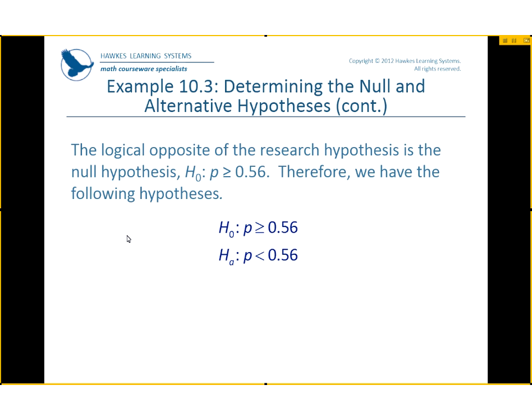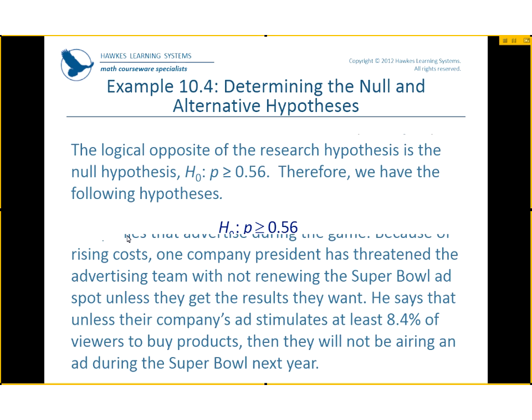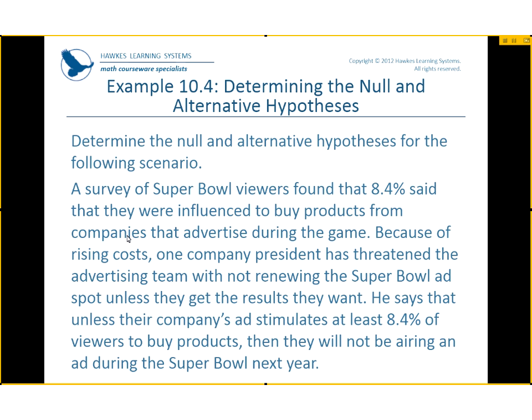If you have your alternative or your null hypothesis, you can make the other, because remember, it's just the mathematical opposite. Okay? One more scenario. Determine the null and alternative hypothesis of the following scenario. A survey of Super Bowl viewers found that 8.4% said they were influenced to buy products for companies that advertised during the game. Because of the rising costs, one company's president has threatened the advertising team with not renewing the Super Bowl ad spot unless they get the results they want.